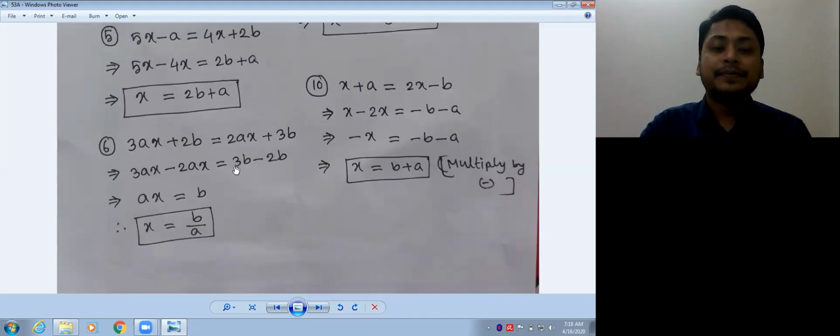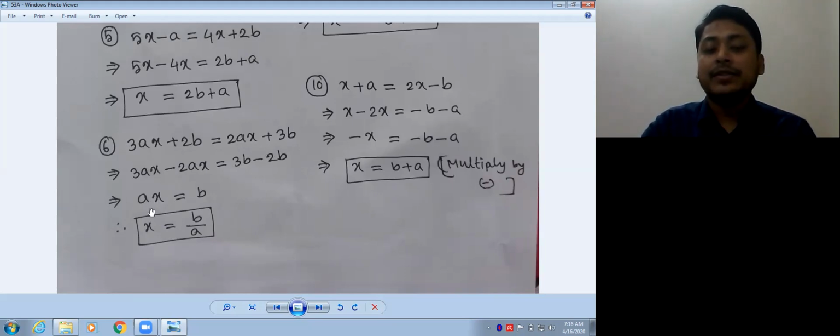Okay. Now, number 6, 3ax plus 2b equals 2ax plus 3b. You can see the x term in the right hand side, so that will go to the left hand side, and this 2b, the alphabet without x, will come to the right hand side. So as usual, do that. 3ax minus 2ax equals 3b minus 2b.